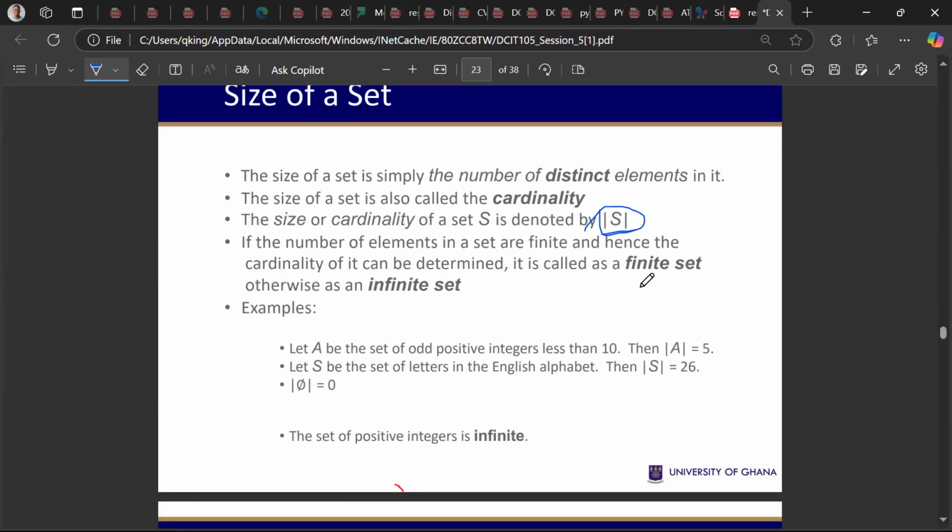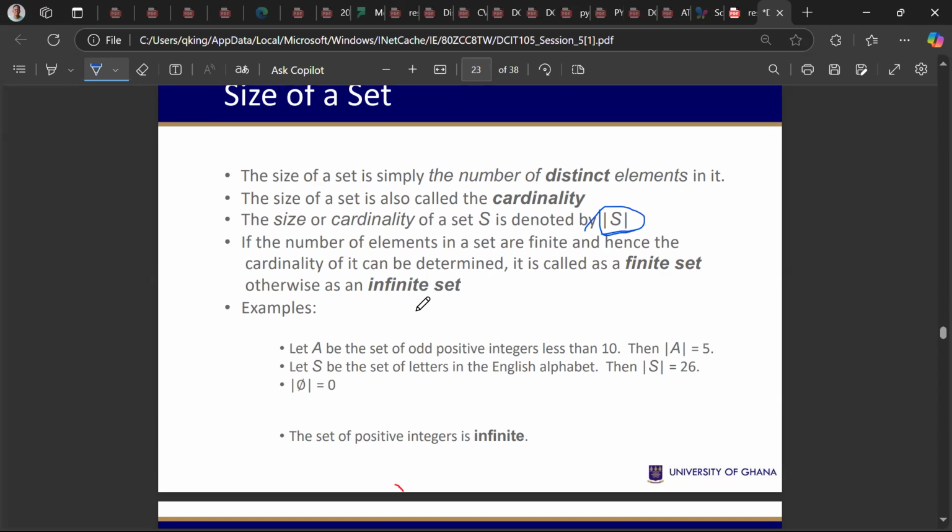So let's look at the finite set and then the infinite set. If the number of elements in a set is finite and hence the cardinality of it can be determined, it is called a finite set. Otherwise, the vice versa, it is called an infinite set.